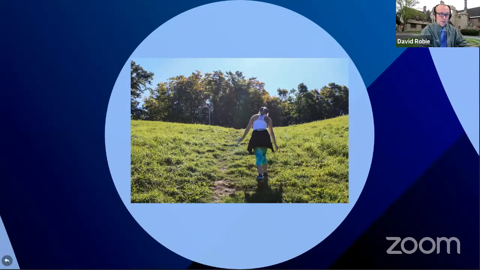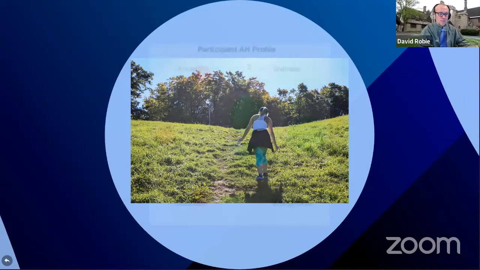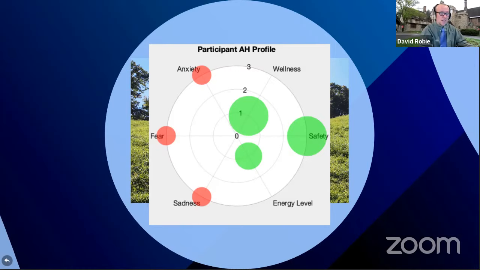These new activities help this person, as doing these things gives them a feeling of control since what's going on around us is so far out of our control. As a result, this person's polar bubble graph shows that their energy level was constantly in the mid-range and their feeling of safety was in the high range.